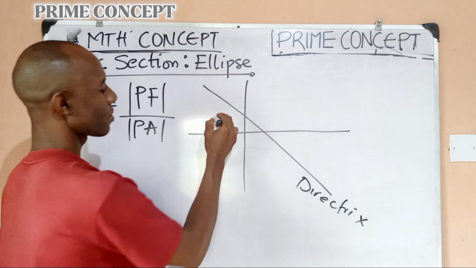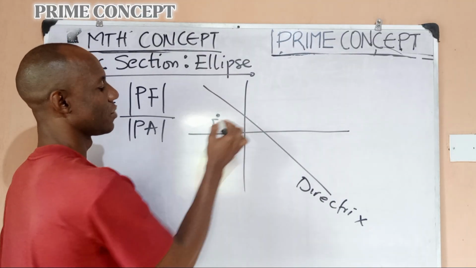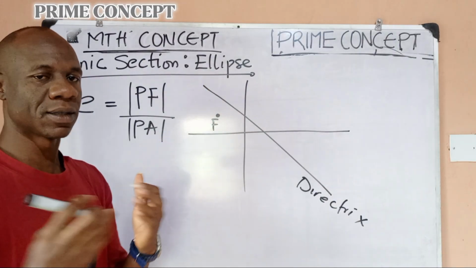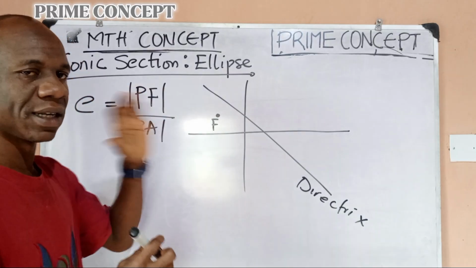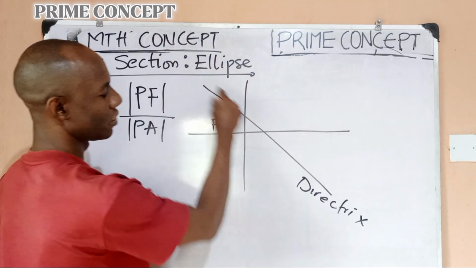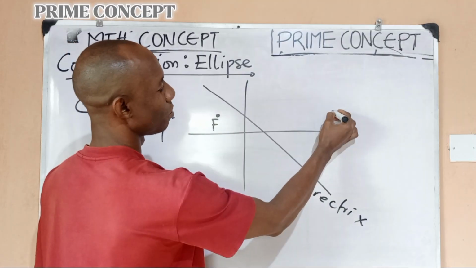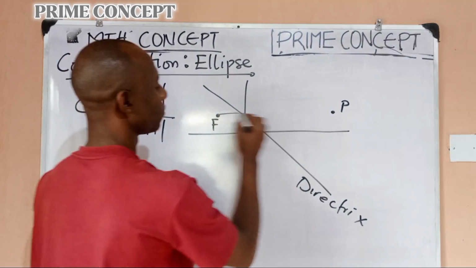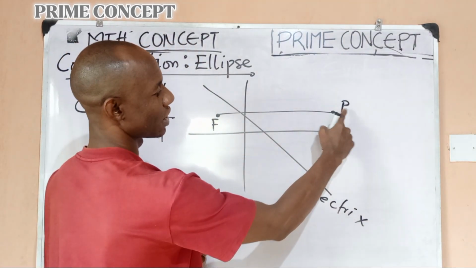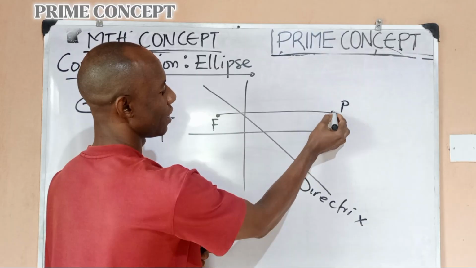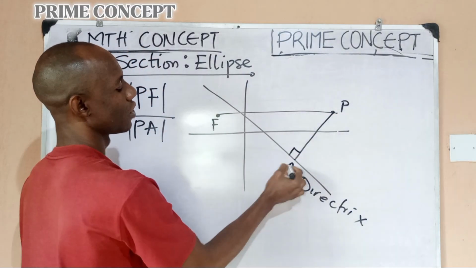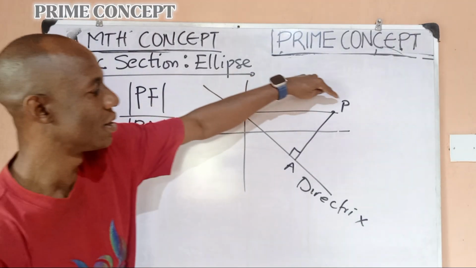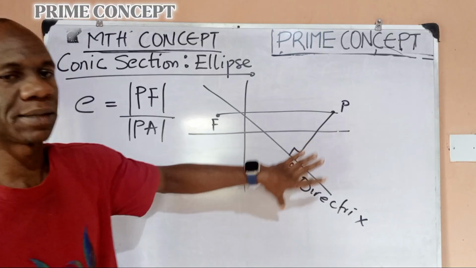Now, if we have some fixed point around here, we said it is known as the focus. It doesn't change for a particular conic, say ellipses, it remains fixed. So we have a fixed point and we have a fixed line. We can pick any random point, let's call it point P, such that we can measure the distance from point P to the focus as this. We can also measure the distance from point P to a point on the directrix, right? And we'll call this point A. The eccentricity of the conic is defined as the ratio between the distance PF to the distance PA.